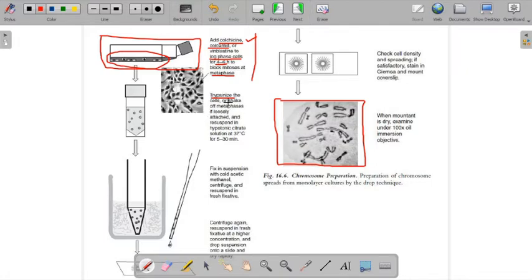After the trypsinization, or we just shake off the flask which contains these metaphase cells, because of the trypsin treatment they are loosely attached to the substratum. So once we shake it a little bit, you can get the full suspension culture, and the cells are resuspended in the hypotonic citrate solution.